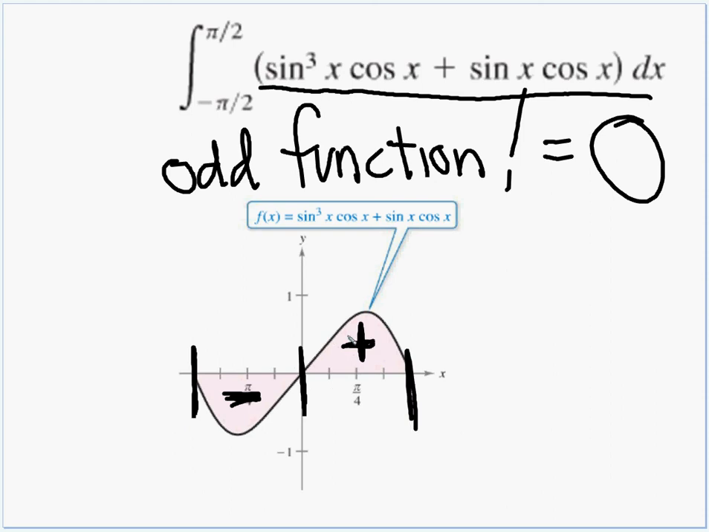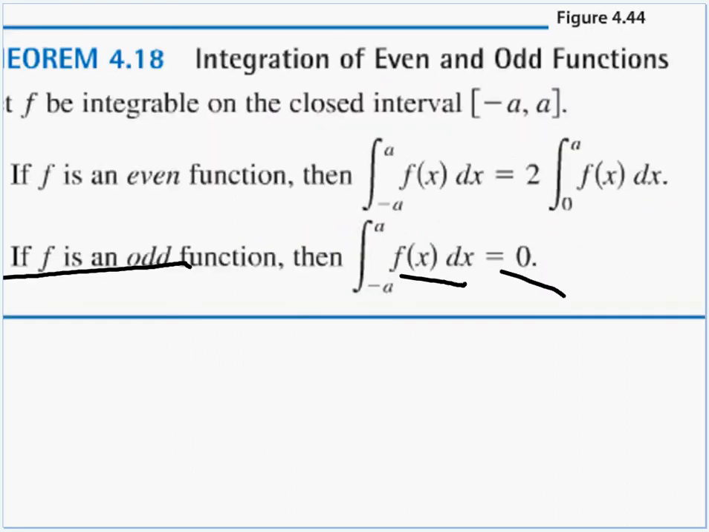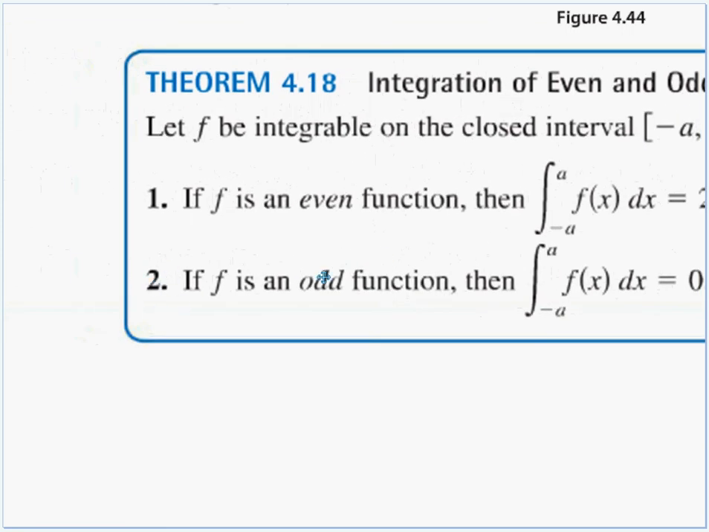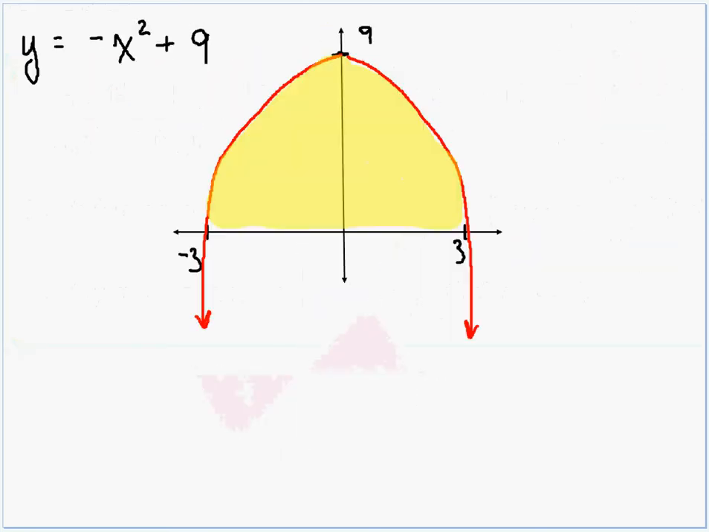Now, one small complaint I have about this textbook: they give us this theorem, and they give us a great example for part 2 of it, but they give us nothing for the even part. So I created my own example. y equals negative x squared plus 9, from negative 3 to positive 3. We want to find that area.